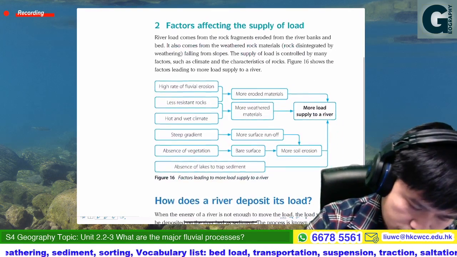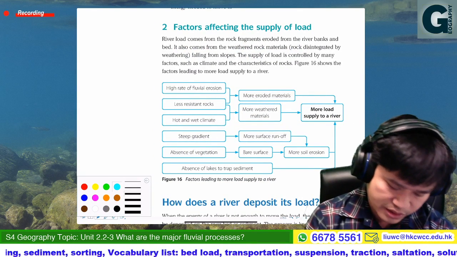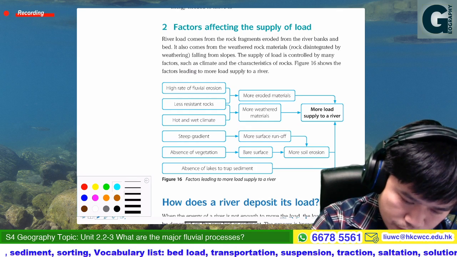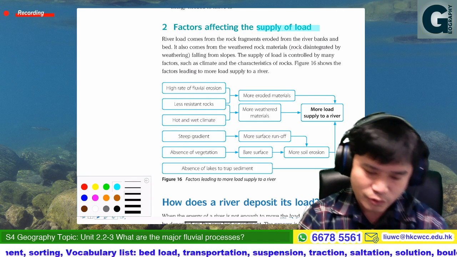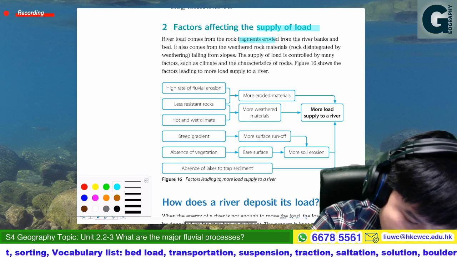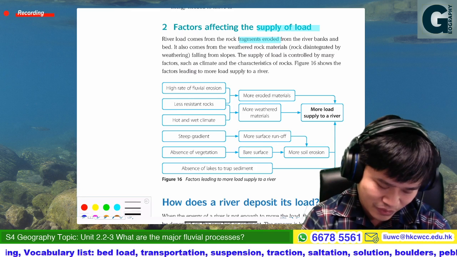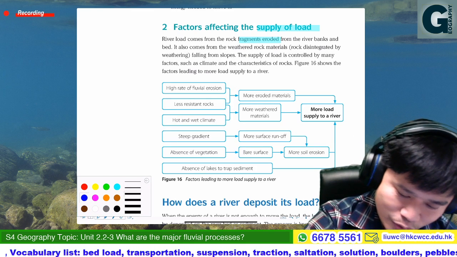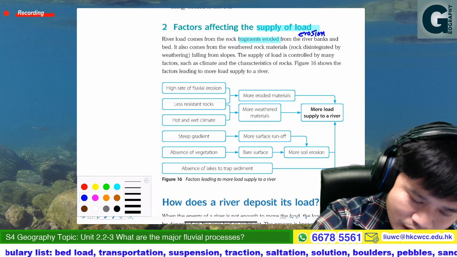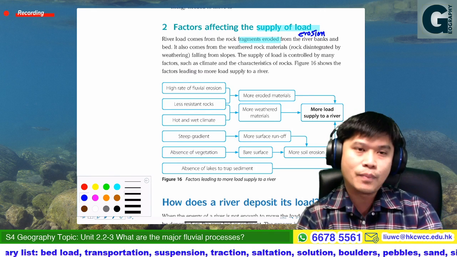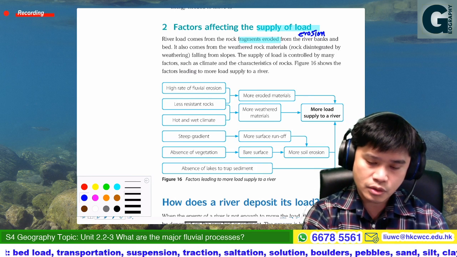Okay, then the next one. What factor may affect the supply of load? River load comes from rock fragments eroded from the river banks. Actually, that would be from what we studied before, from erosion. So where does the load from erosion come from? From the riverbed and also the riverbanks.